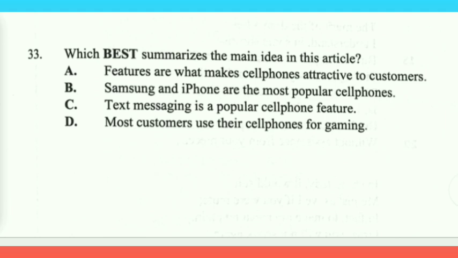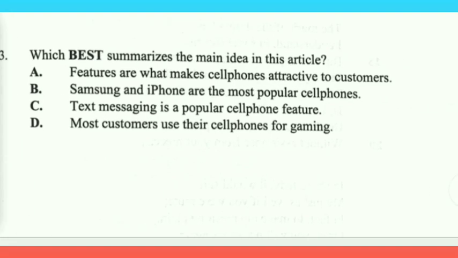33. Which best summarizes the main idea in this article? A says features are what make cell phones most attractive to customers. B, Samsung and iPhone are the most popular cell phones. Not from the passage. C, text messaging is a popular cell phone feature. Yes, but not the main idea. D, most customers use their cell phone for gaming. Not most, and the passage did not say so.